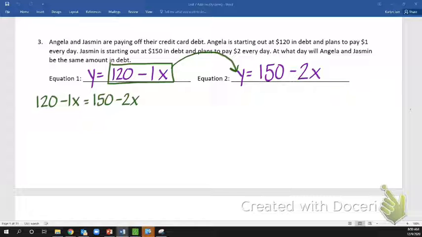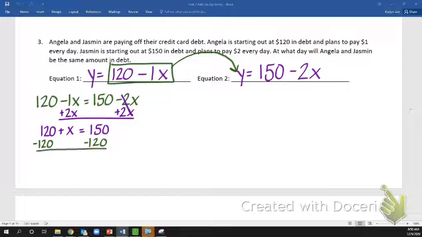So I'm going to get all my x's to one side by adding 2x over to the left. And I have 120 plus x equals 150. Now, if all the x's are on the left, we need to get all of our constants or our numbers to the right. So I'm going to subtract the 120 over to the right to get x equals 30. Well, at this point, x is by itself, and again, x was our number of days. So this is telling me at 30 days, they will have the same amount of debt.